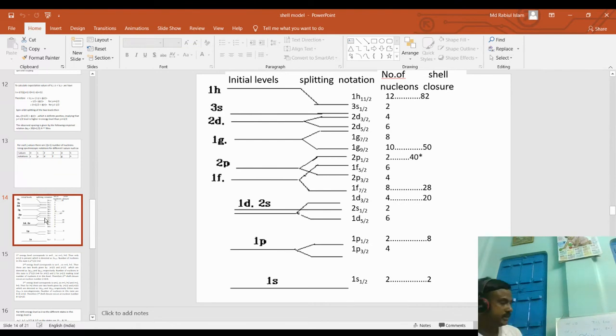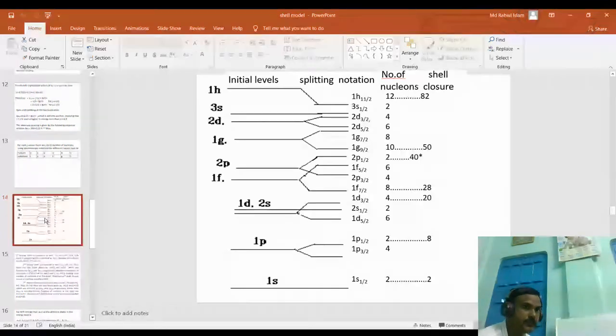So the states, as you can see, will be 3p, 2f, and 1h. Three levels will be there, three L values will be there: 3p, 2f, and 1h.